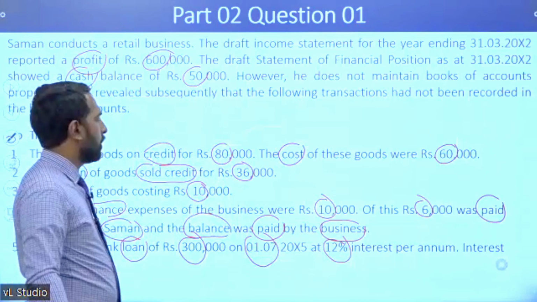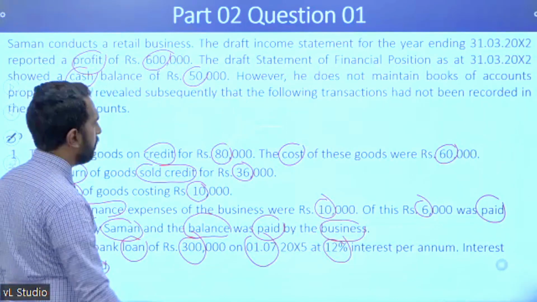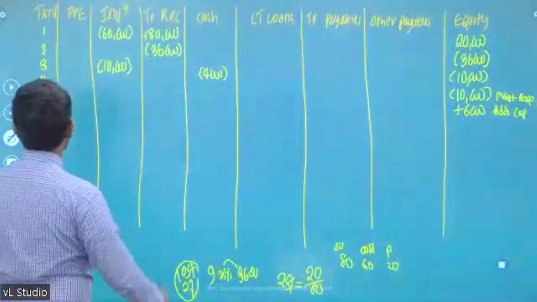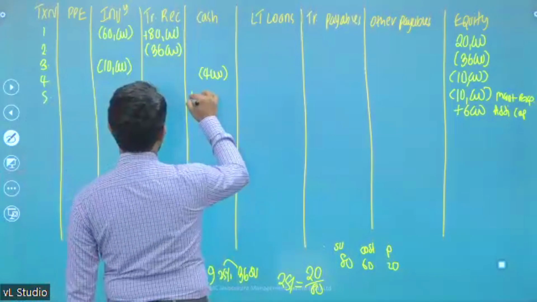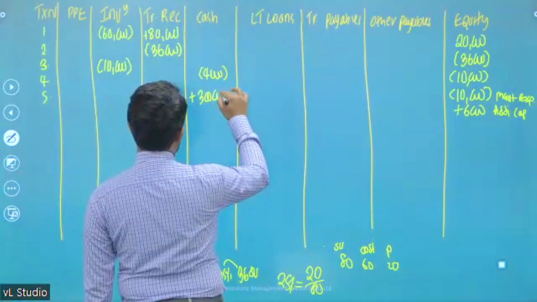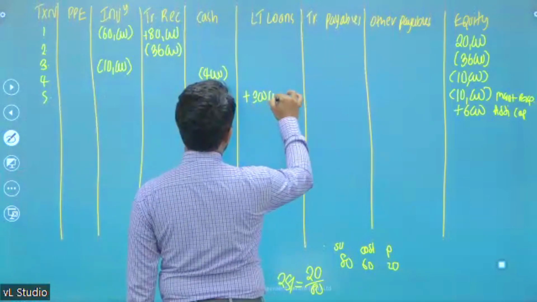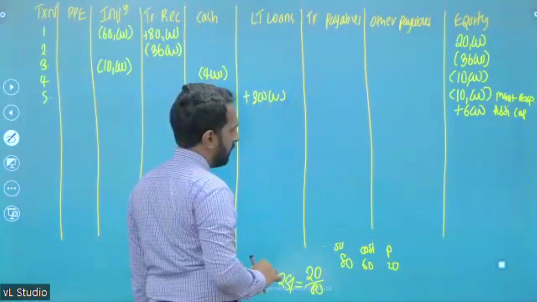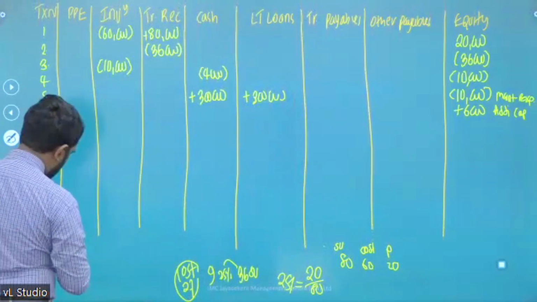Loan is also not recorded. That means interest is also not recorded. We have to record both. Right. First of all, we'll record the loan receipt. Cash will increase by 300,000. Loan will increase by 300,000. So let us calculate the interest.